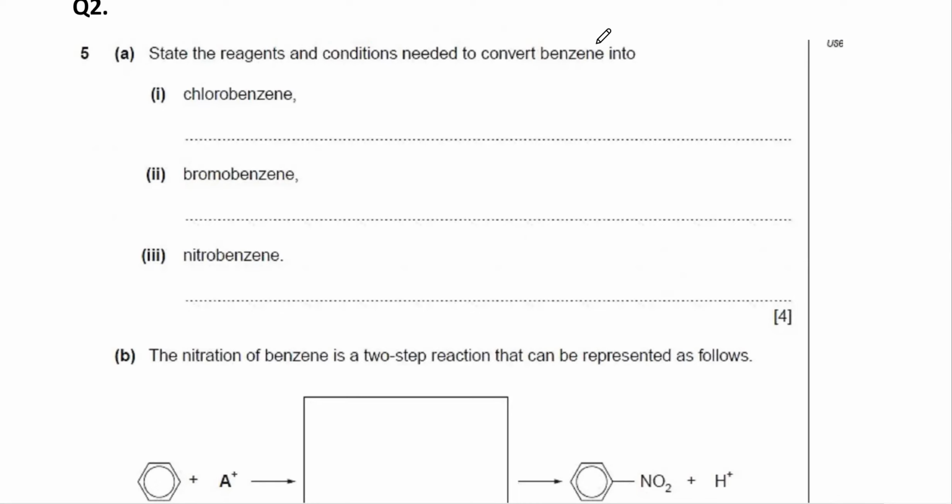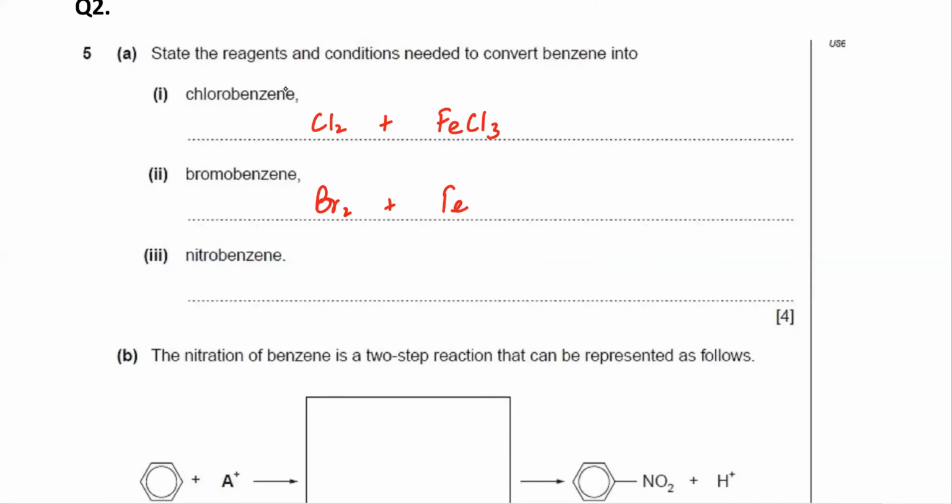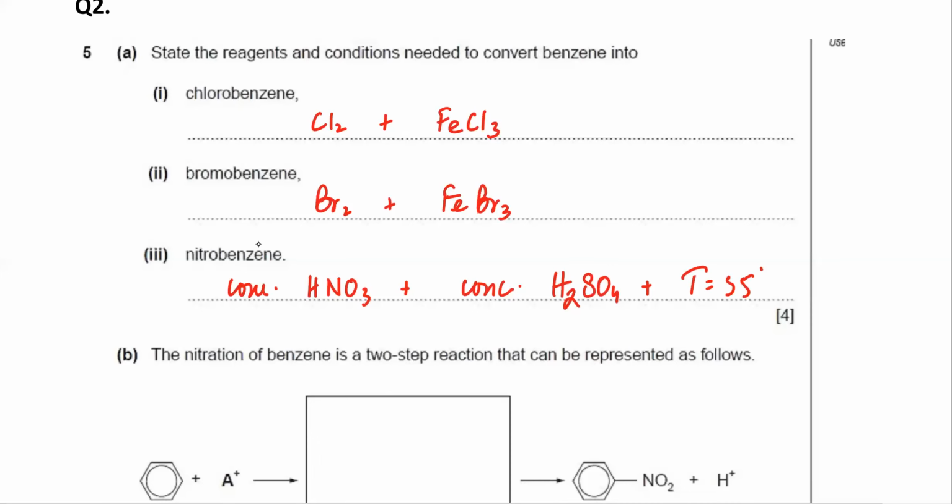What are the reagents and conditions needed to convert benzene into chlorobenzene? That would be Cl2 plus FeCl3, that's it. Or AlCl3. To bromobenzene, that would be Br2 plus FeBr3 or AlBr3. To nitrobenzene, remember it's benzene getting converted, so it's going to be concentrated nitric acid plus concentrated sulfuric acid, plus the temperature has to be around 55. So those are the reagents and conditions.